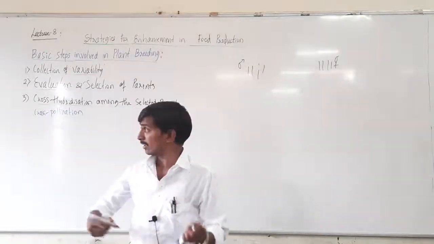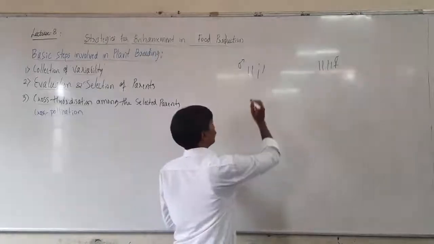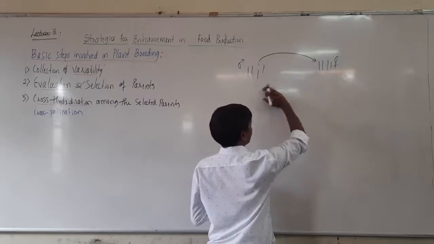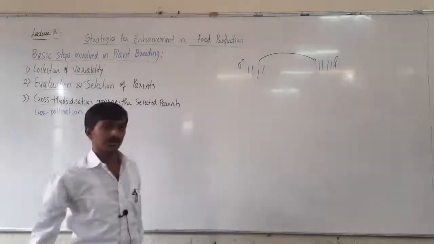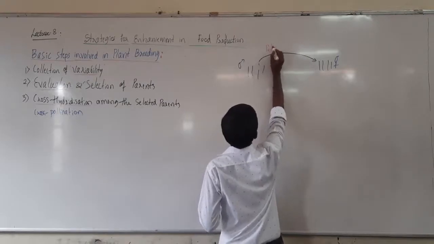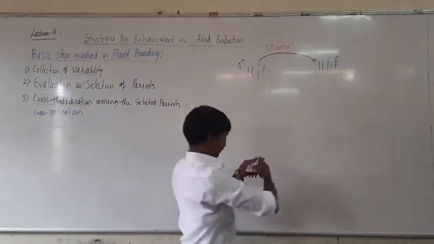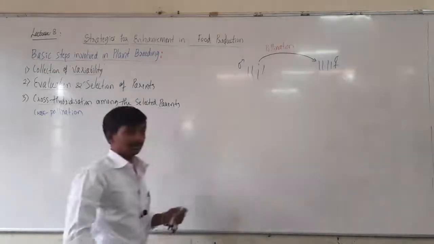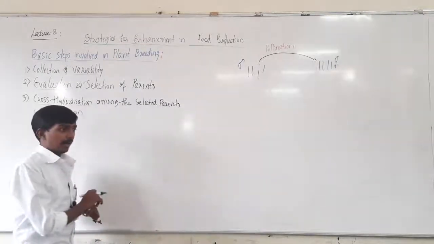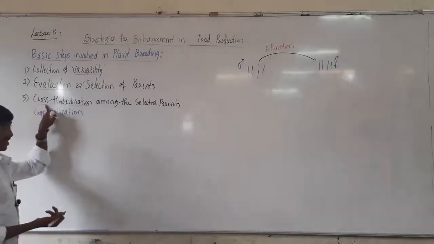So you all know that pollination is a process of transfer of a pollen grain from anther to the stigma of a different flower of a different plant. That is what we use the word pollination. Here we are performing the pollination by manual pollination. That is what we use the word cross hybridization.